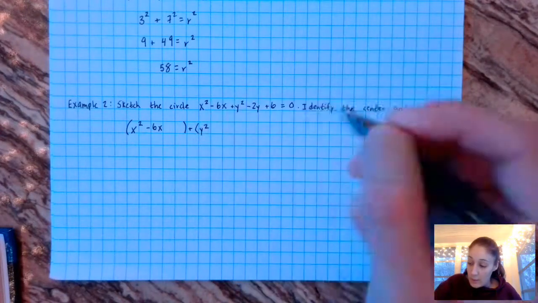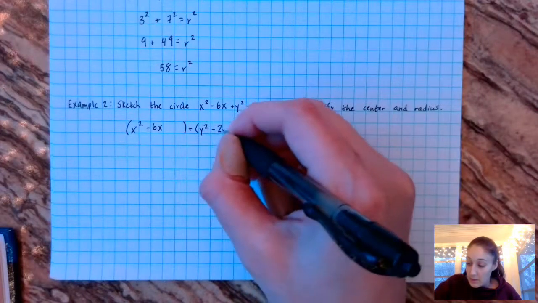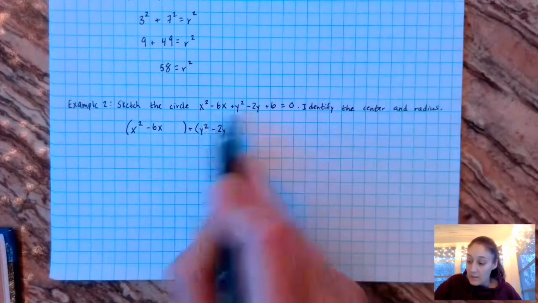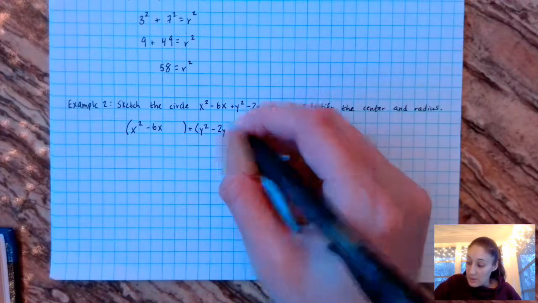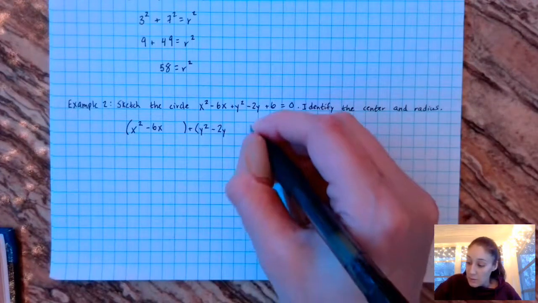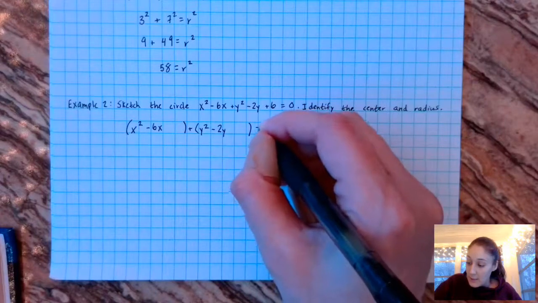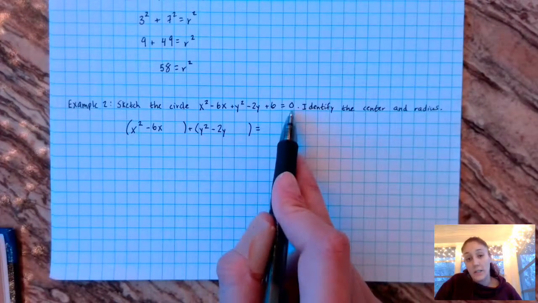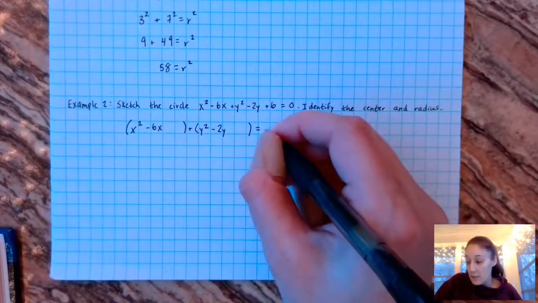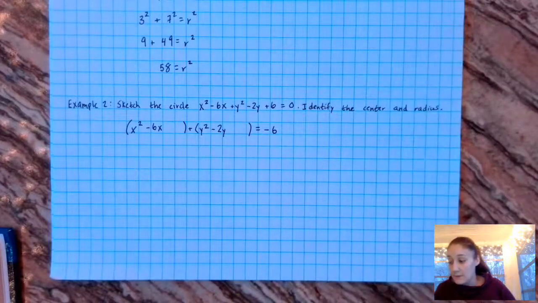I have y squared minus 2y, and since this is positive, that's why I wrote a plus here. And I'm going to leave a space here, because the same thing I'm doing here is what I'm going to do with my y's. And then equals this constant I want on the other side. Alright, so that's going to become a negative 6.